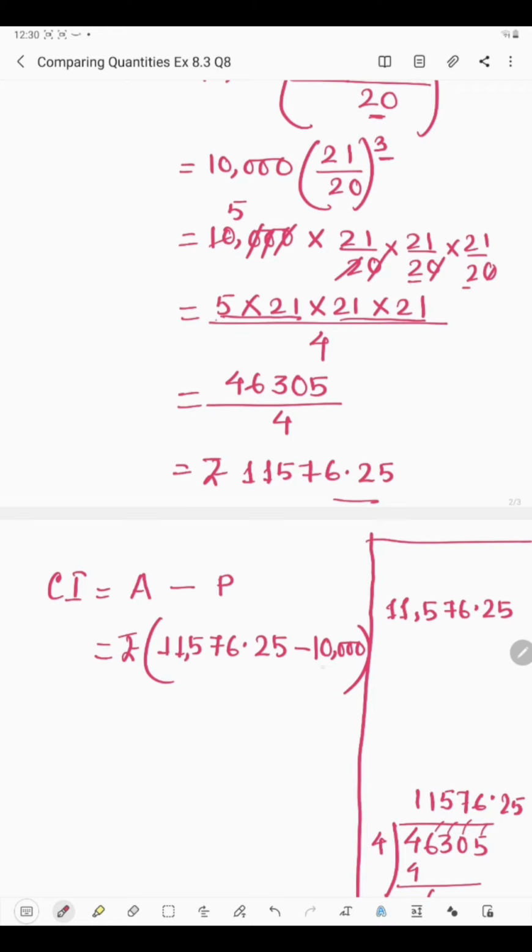11,576.25 and 10,000 is a whole number. So we will write it as a decimal. So 10,000, here after the decimal there are 2 digits. So here also after the decimal we will have to put 2 zeros.